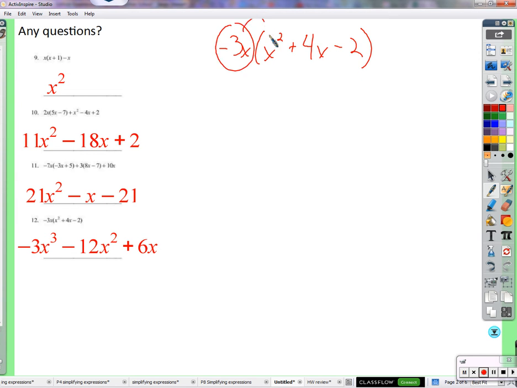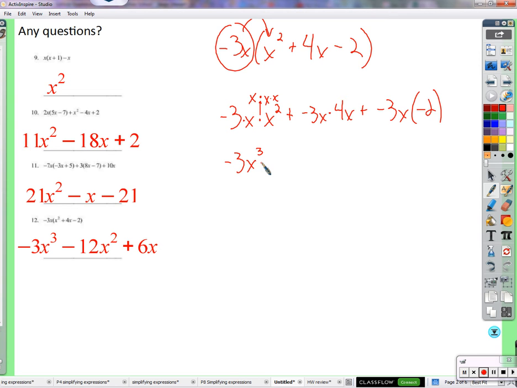So negative 3x times x squared, plus negative 3x times 4x, plus negative 3x times negative 2. Remember, there's a negative. I like to use parentheses when I mean multiply so that the negative stays there. So negative 3 times x squared. What does x squared mean? Sean? X times itself. Okay, and then we're multiplying that by another x. So how can I write x times x times x? Monica? X cubed. So negative 3x cubed.